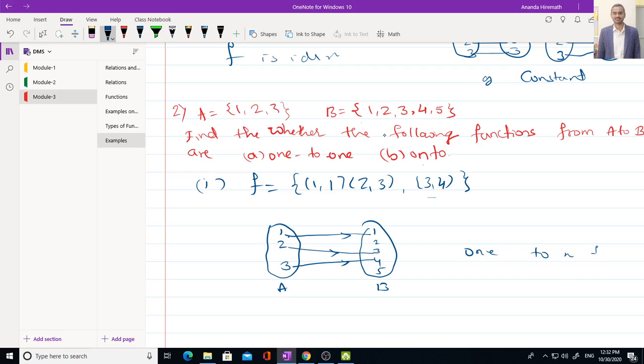And let us check whether it is an onto function. Now what is an onto function? Every element of A must have an image in B, but there should not be any extra elements in B. But since it has extra elements 2 and 3 in B, we say that f is not onto. Thank you.